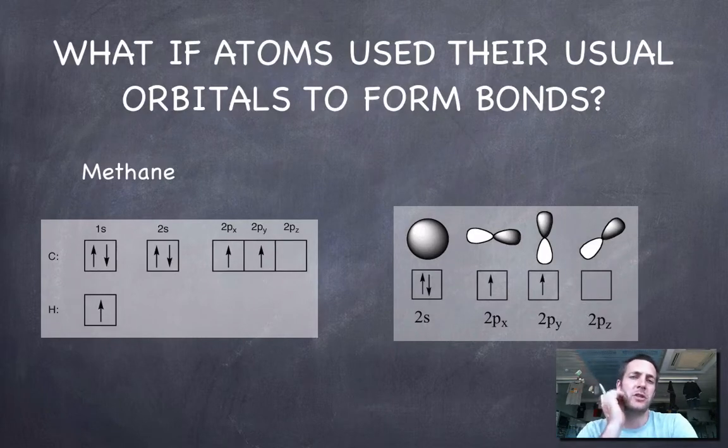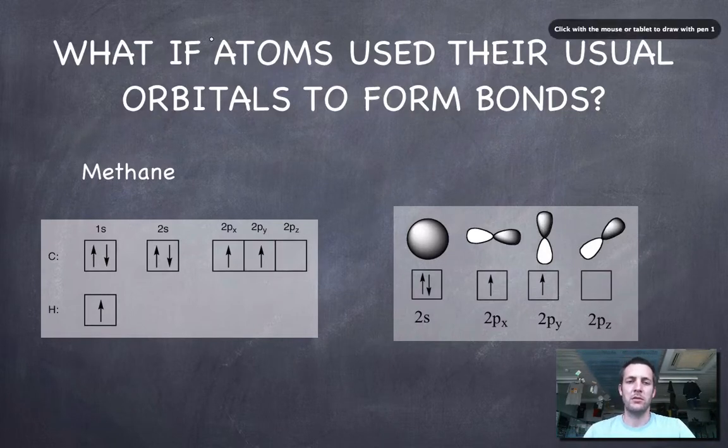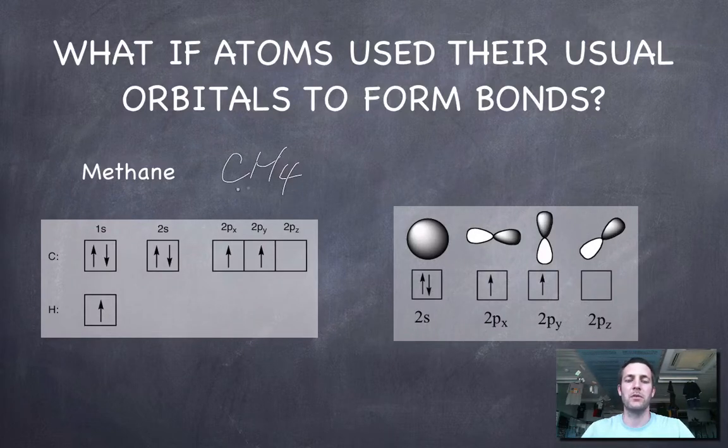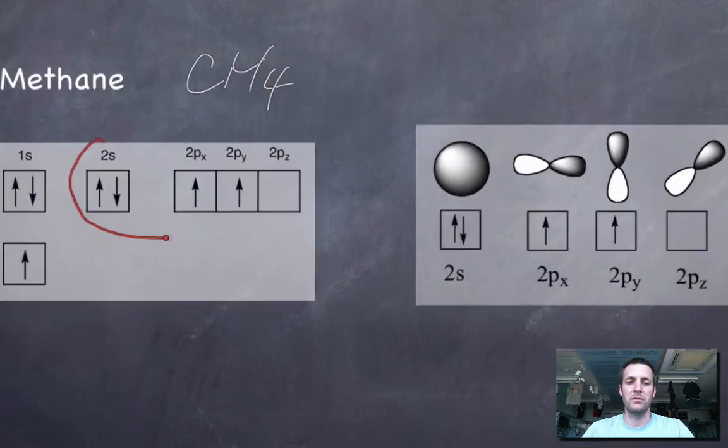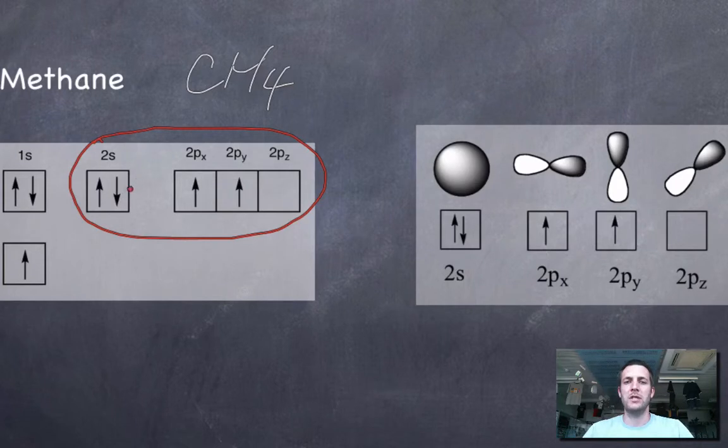Right, well, the first question to ask is: what if atoms use their usual orbitals to form bonds? In methane, which you might not be very familiar with if you haven't done the organic topic yet, its formula is CH4. If carbon was using its outer shell electrons, which it does, sharing them with hydrogens to form bonds, then it would be using electrons from its 2s orbital and from two of its 2p orbitals.